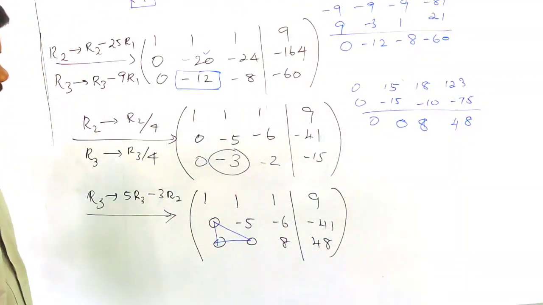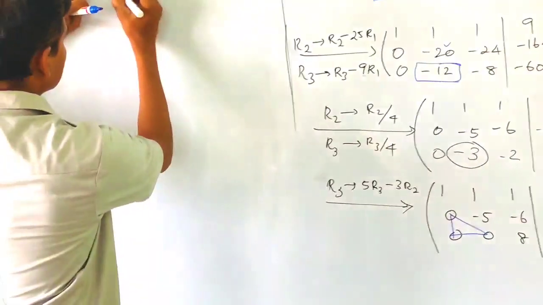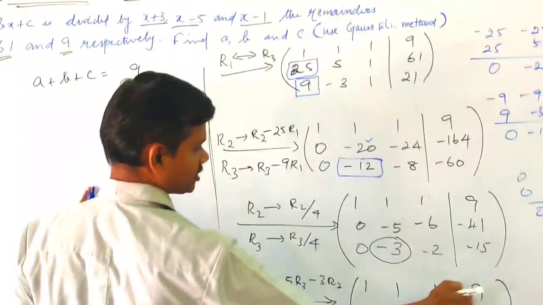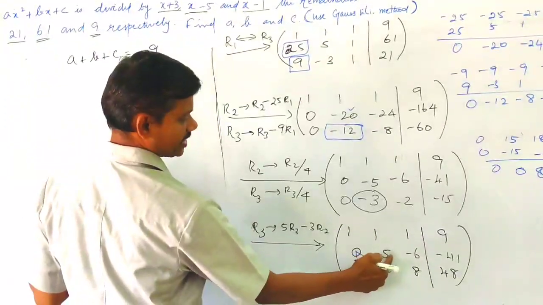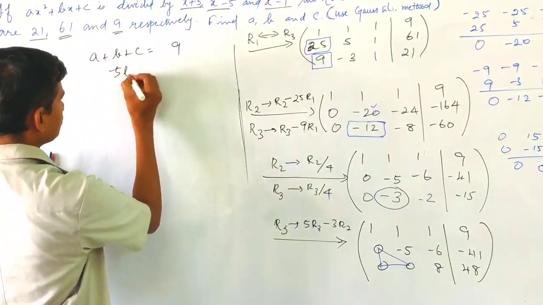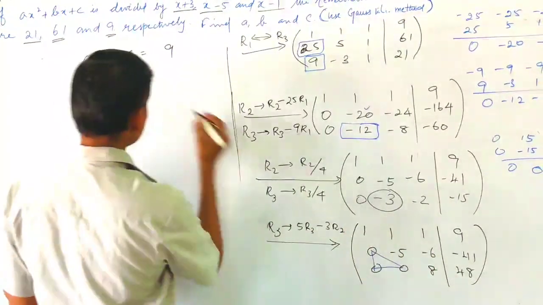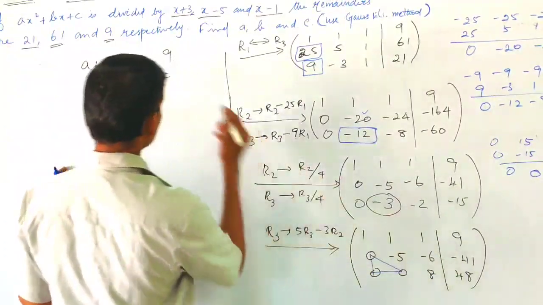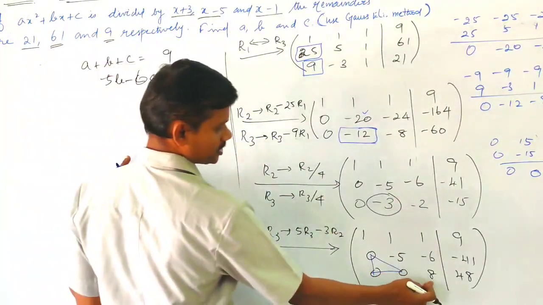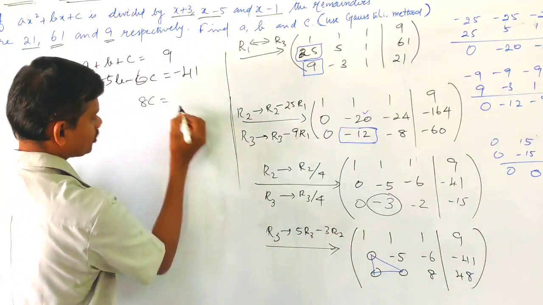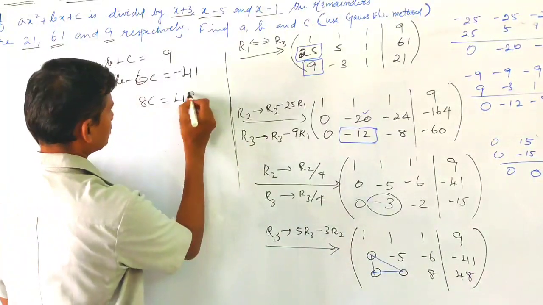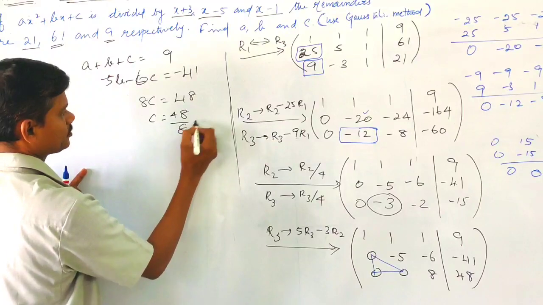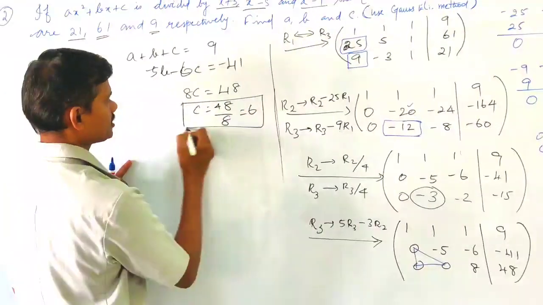So from this last equivalent matrix, I am going to write the equation as A plus B plus C equal to 9. And then here minus 5 into B plus minus 6 times C equal to minus 41. The third equation is 8 into C is equal to 48. Now you can arrive at the value of C as 48 divided by 8 gives 6. The value of C is 6.